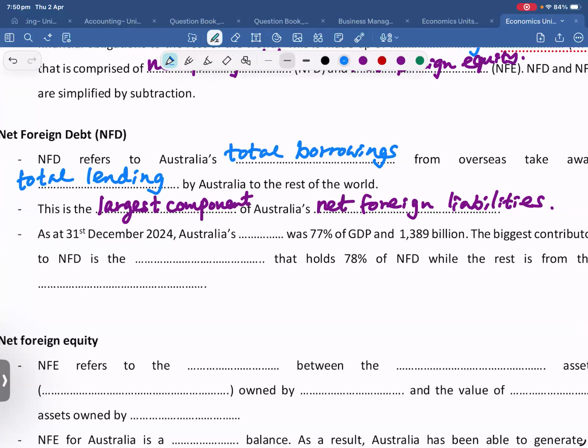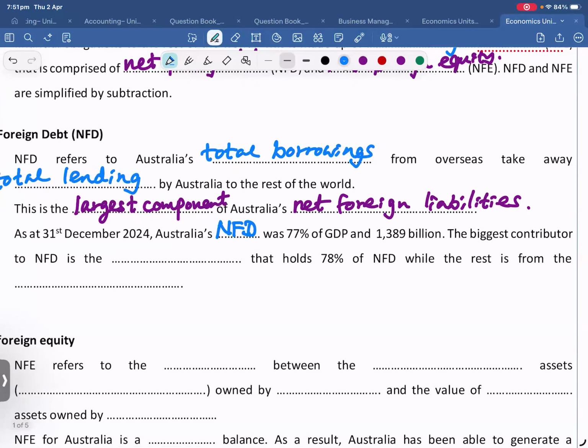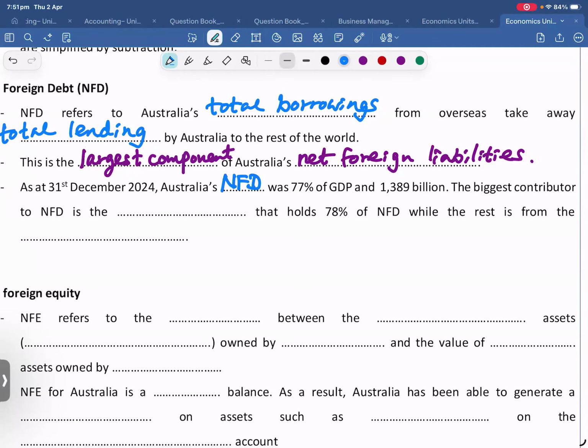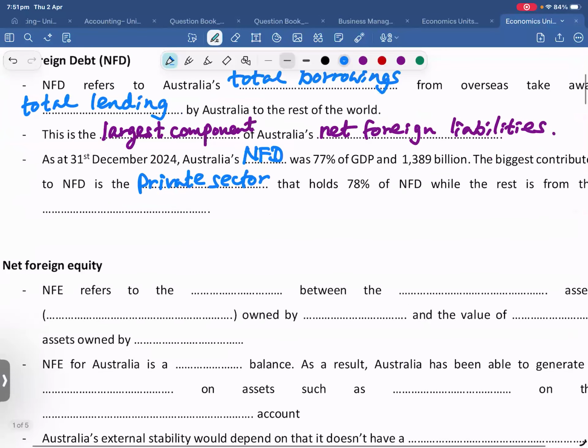As at 31st December 24, Australia's NFD was 77% of the GDP, amounting to almost 1.4 trillion. Biggest contributor to NFD is the private sector, at 78% of NFD, while the rest is from the government sector.